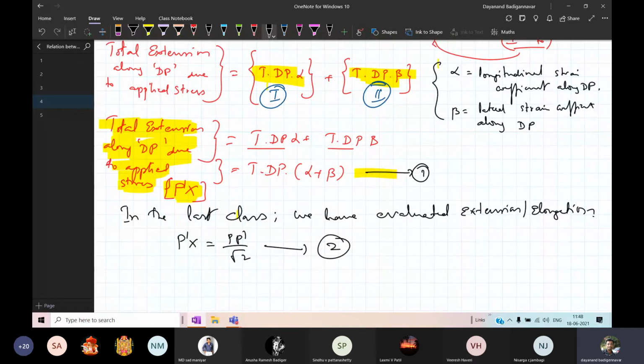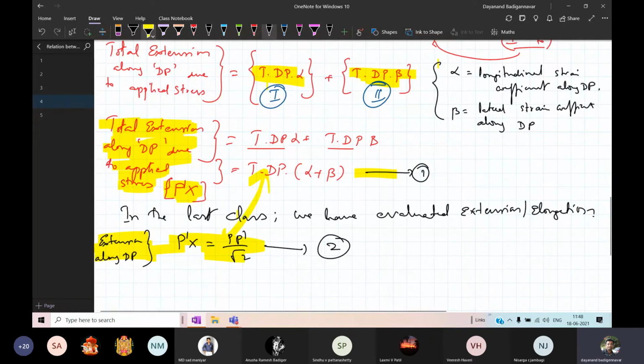So we can equate them. Why? Because both are the extension produced along DP. Therefore, this equation and this equation can be equated. So on equating 1 and 2, because both are extension, if I do the equation, now it has become very easy.